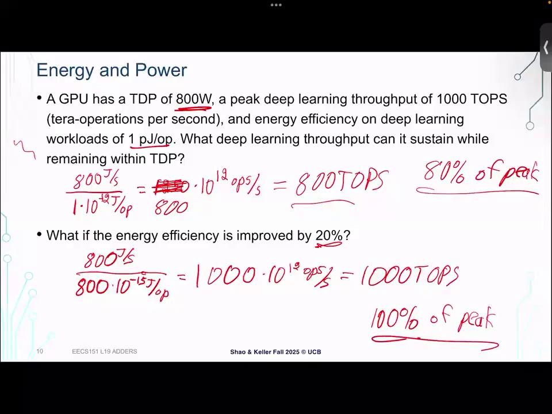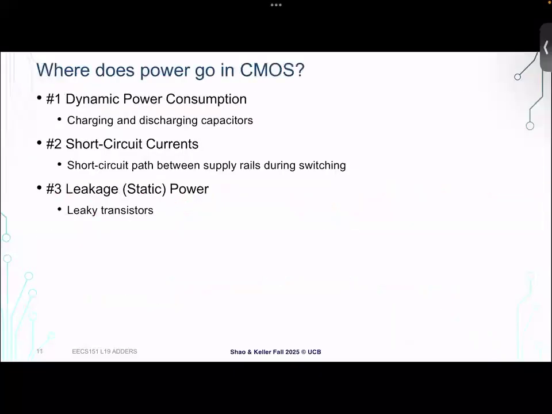Okay. Let's talk now about what the implications of this are at the circuit level. So we're going to get back into individual gates and transistors and think about where that power consumption comes from and how to minimize it. We're going to talk about 3 different parts of power consumption in CMOS. The first and most important one is dynamic power consumption. That's where we'll spend the most time. The second is called short circuit currents. And the third is leakage or static power. So we'll take each of those in turn.